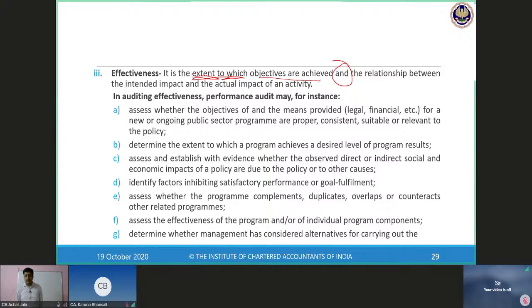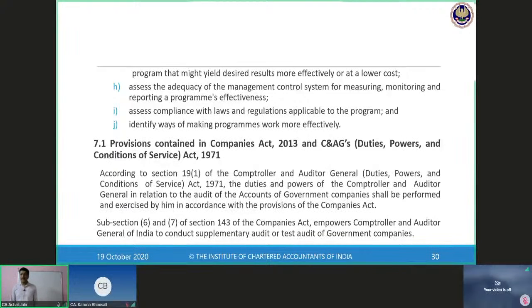It may identify factors inhibiting satisfactory performance or goal fulfillment. It may assess the effectiveness of the program or individual program components. It may determine whether the management has considered alternatives for carrying out the program that might yield the desired results more effectively or at a lower cost. Means, let's suppose a program or an activity was required to be conducted. So was there any way to conduct that activity or to perform that activity at a lower cost?